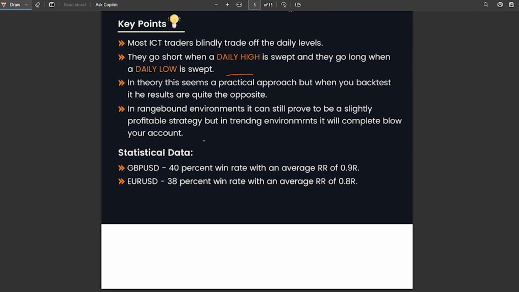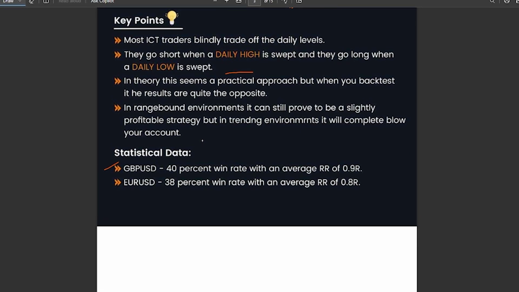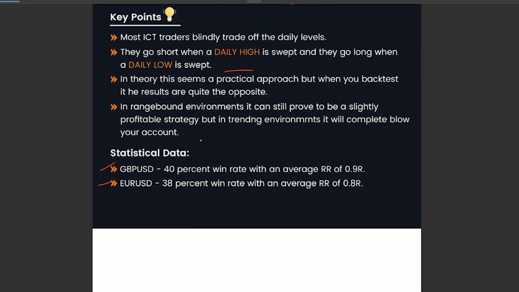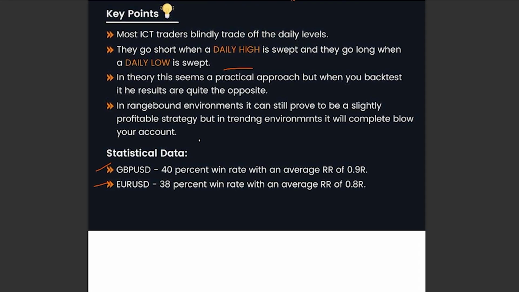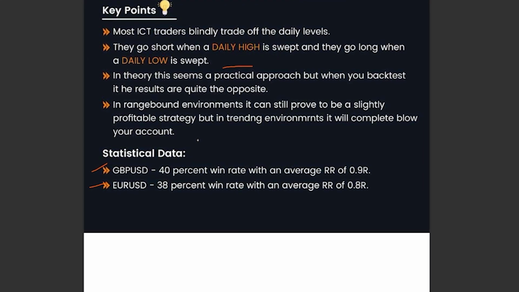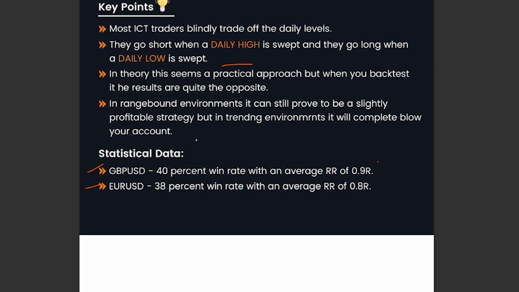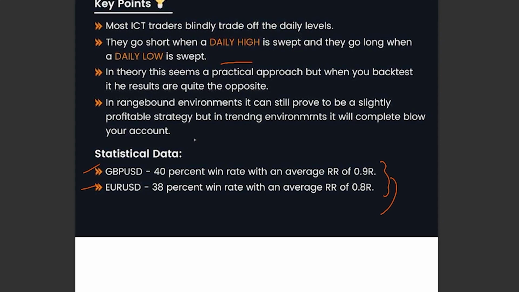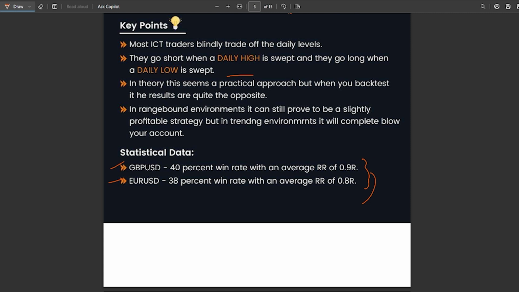I did backtest this strategy on the pairs GBP USD and Euro USD and found out that my win rates were 40% and my average RR was 0.9R. This means that if you apply this strategy, you won't be profitable. Let's move on to the charts to see how this strategy is not profitable.